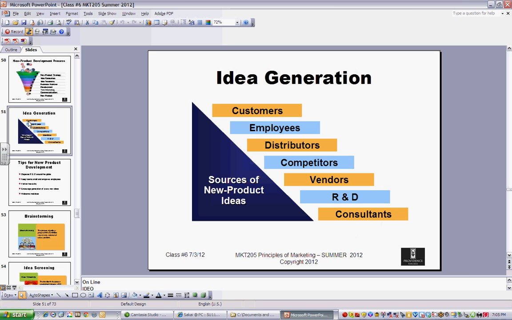I did post up a forum question on this. Idea generation comes from a lot of different areas. Here's a list of them, and I believe I asked people to pick the top 3. We'll talk a little bit about that online.